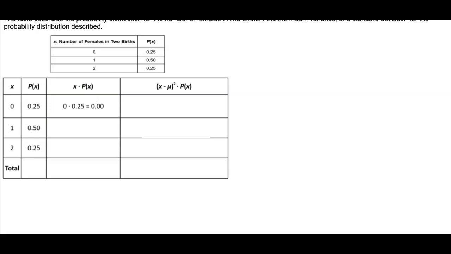So the data value x, which is 0, multiplied by 0.25 gives us 0.00. Then we take the data value of 1 and multiply it by 0.50. So 1 times 0.50 gives us 0.50. And then we take the data value of 2 and multiply it by 0.25. So 2 times 0.25 gives us 0.50.